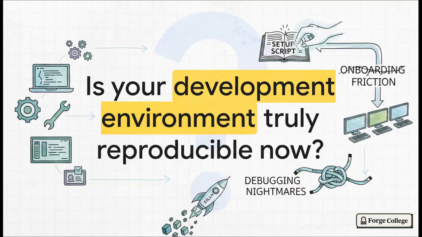So, as we wrap up, I want to leave you with a bit of a provocative question. Is your team's development environment truly reproducible now? Think about it. By standardizing this baseline and committing your idempotent setup script to your repo, you're not just fixing your own laptop, you are literally eliminating onboarding friction and debugging nightmares for the entire engineering team. And honestly, that is exactly how professionals migrate ecosystems.